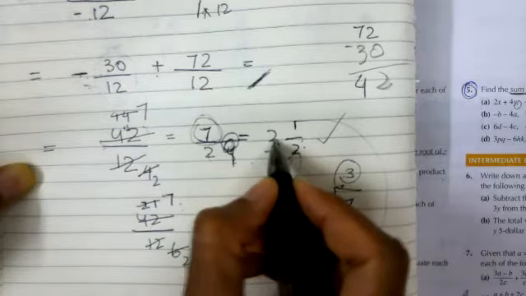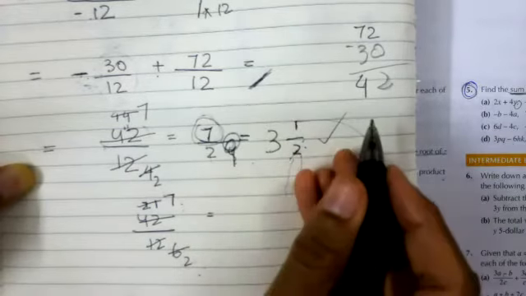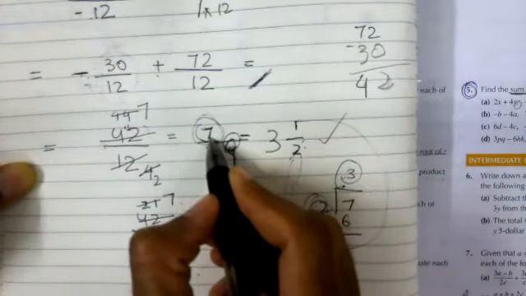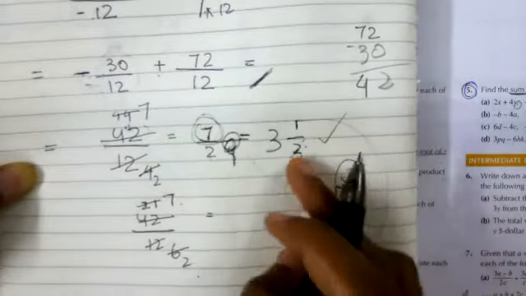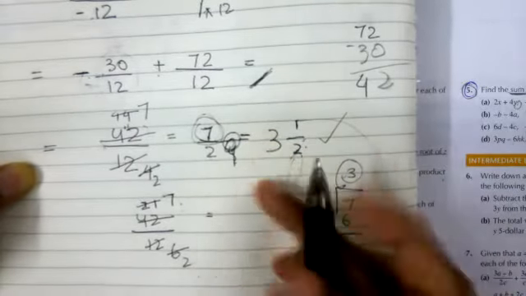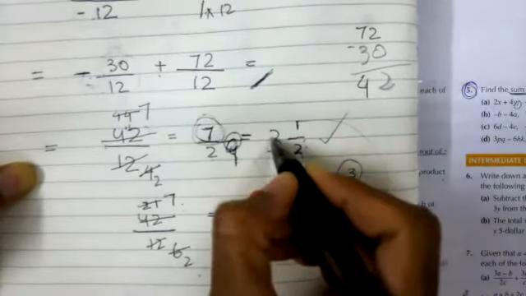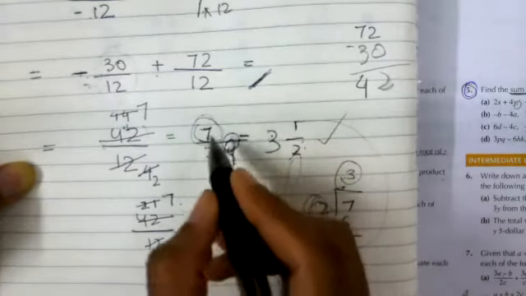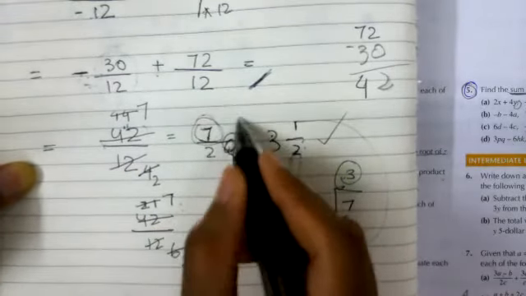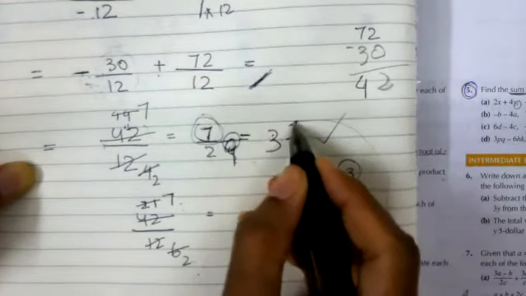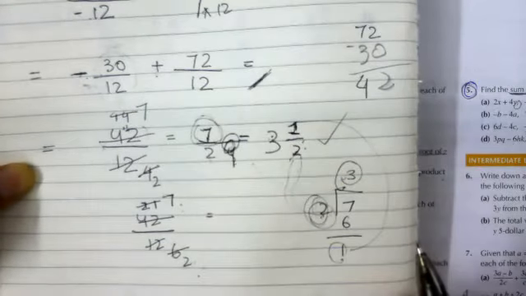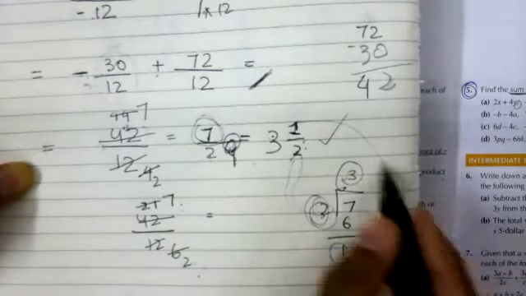So 2 threes are 6, because 2 fours are 8. So 8 is greater than 7. So I move back to 3 twos are 6. 3 becomes my whole number. 2 threes are 6. I subtract that from the numerator. 7 minus 6 is 1. So that becomes my numerator. So I basically do this division.